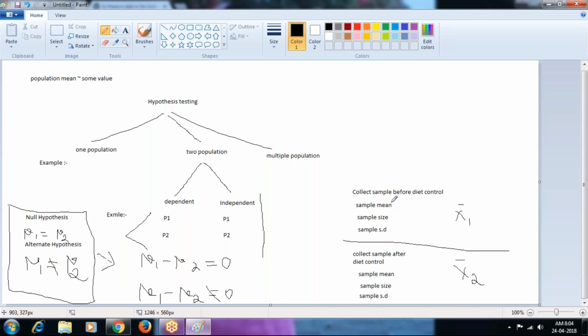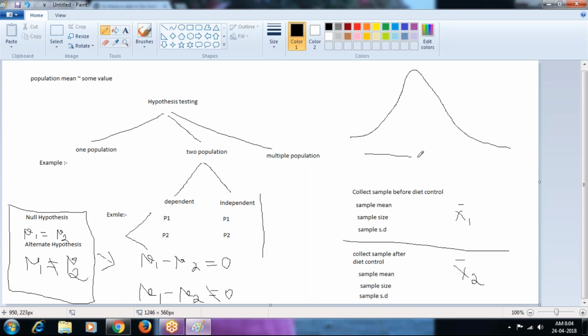Okay, so you got one sample, right? One sample, and you got x1 bar minus x2 bar. This is one sample you have taken. So the mean difference of two samples follows a normal distribution.